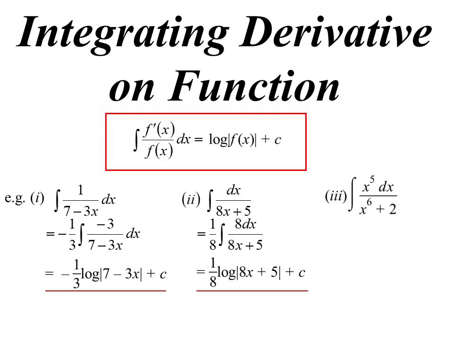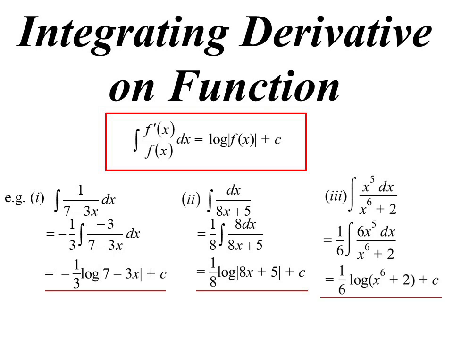x to the 5 on x to the 6 plus 2, it's almost there. But of course the derivative is 6x to the 5, not x to the 5. So we'll multiply by 6, but multiply by a sixth as well. And you'll notice I didn't worry about the absolute value. Well, that's because x to the power of 6 plus 2 is always going to be positive. Some people will put the absolute values in all the time anyway, just to make sure. But if you know that that function can't be negative, then you don't have to worry about the absolute value signs. You can just put parentheses around it.